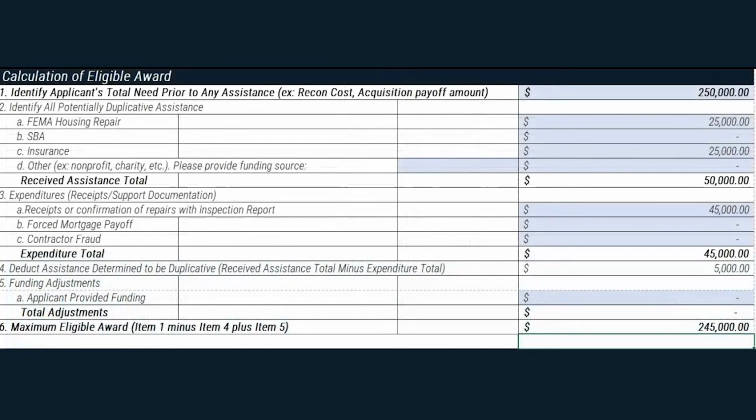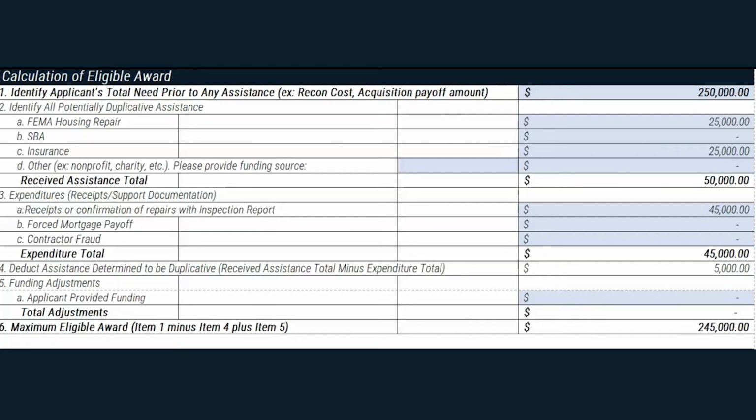In 3B, if the applicant received assistance from insurance or from a federal agency in order to pay off a mortgage due to the lender demanding a forced mortgage payoff due to the damages on the home, and the applicant did pay off the loan using those funds, the expenditure is eligible to be reduced from the assistance amount as it was used for its intended purpose. The subrecipient will input the amount of the forced mortgage payoff that the applicant paid. This amount is determined through the backup documentation provided by the applicant.